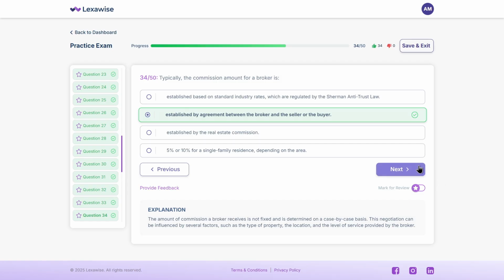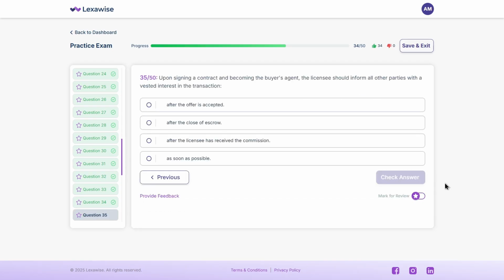Let's review this one. Upon signing a contract and becoming the buyer's agent, the licensee should inform all other parties with a vested interest in the transaction: A, after the offer is accepted; B, after the close of escrow; C, after the licensee has received the commission; D, as soon as possible. Take a second to consider.